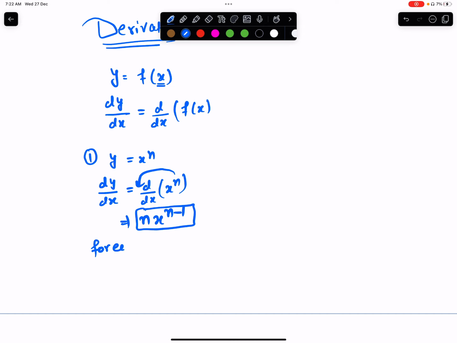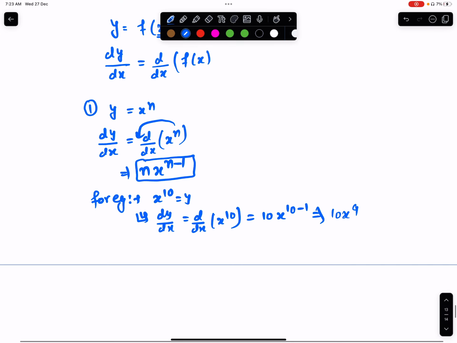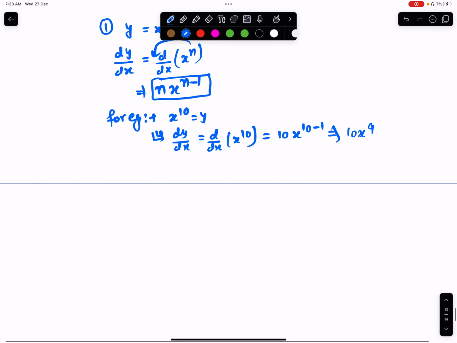For example, we have to find the derivative of x raised to the power 10. So what will be its derivative? Let y equal x raised to the power 10, so dy by dx equals d by dx of x raised to the power 10. So 10 comes out, 10 x raised to the power 10 minus 1, that equals 10x raised to the power 9. So this is the derivative of x raised to the power 10.